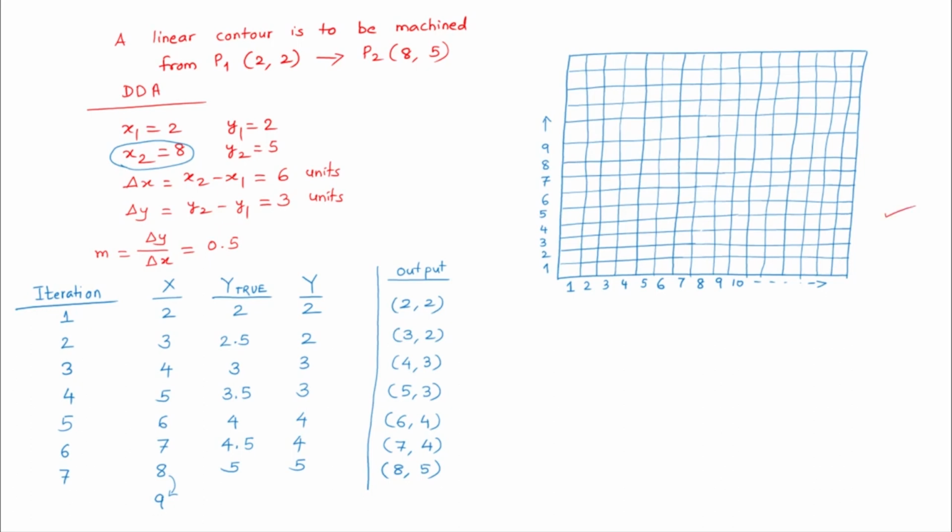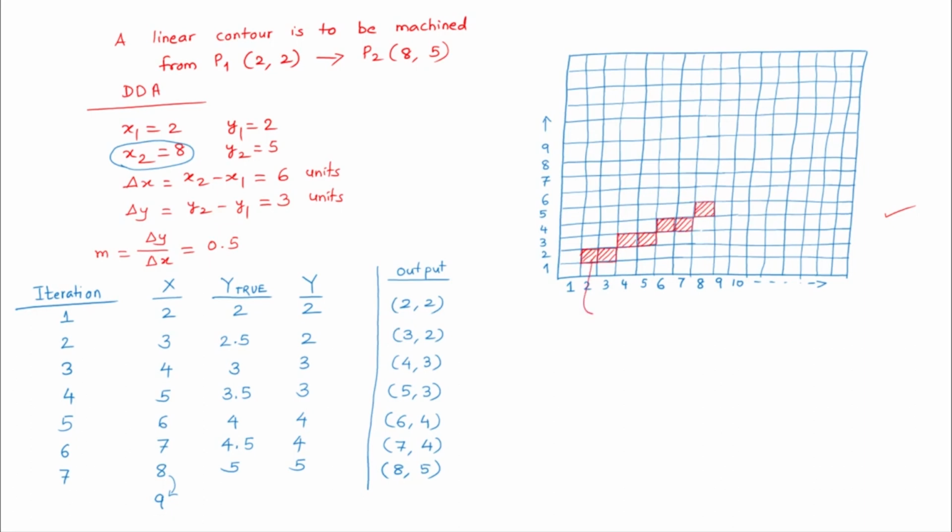The first point is (2, 2). This is the first point, (2, 2). Then we are having the (3, 2). So this is the (3, 2) location. Then we are having (4, 3). So this is 4 and 3. Then we are having (5, 3). Then (6, 4). This is 6 and 4. Then we are having 7 and 4. Then we are having 8 and 5. This is 8 and 5.